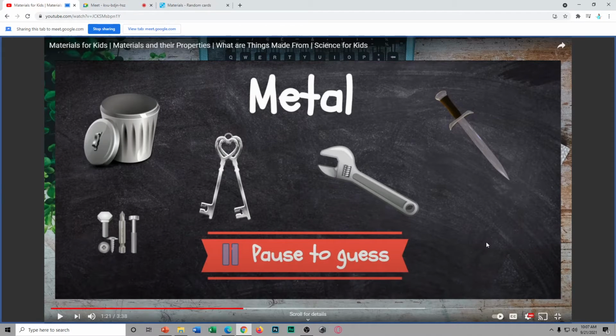Something made of metal. Can you see? Yeah, I know. What is it? The lamp. Yes. Gun. Okay.